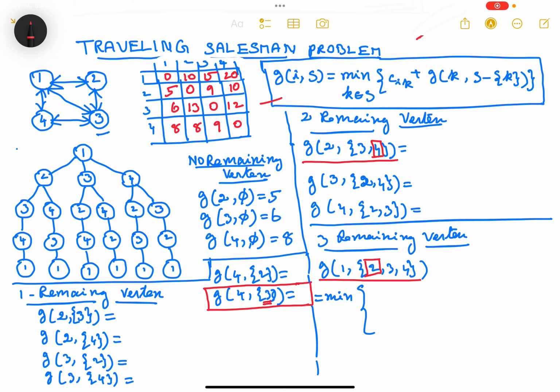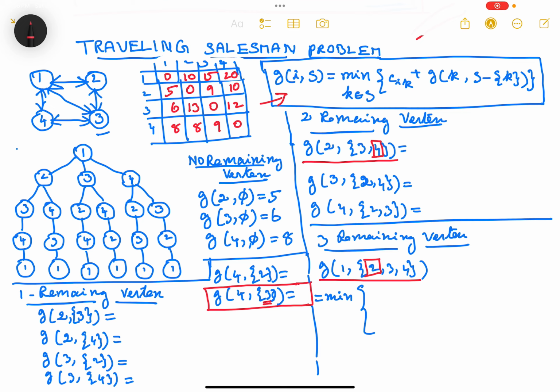this is the formula we are going to use to solve the problem. G of I, S is equal to minimum of Cik plus G of K, S minus K. This is the formula, where G of I, S represents the minimum distance to reach the starting city from the city I through the intermediate cities S.